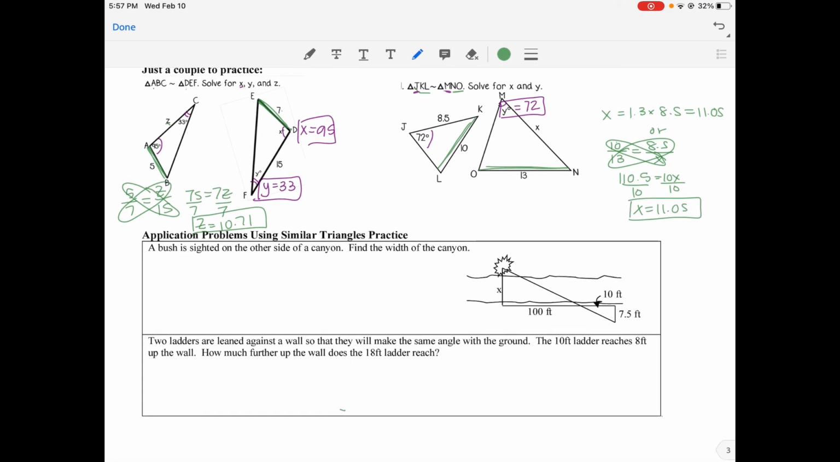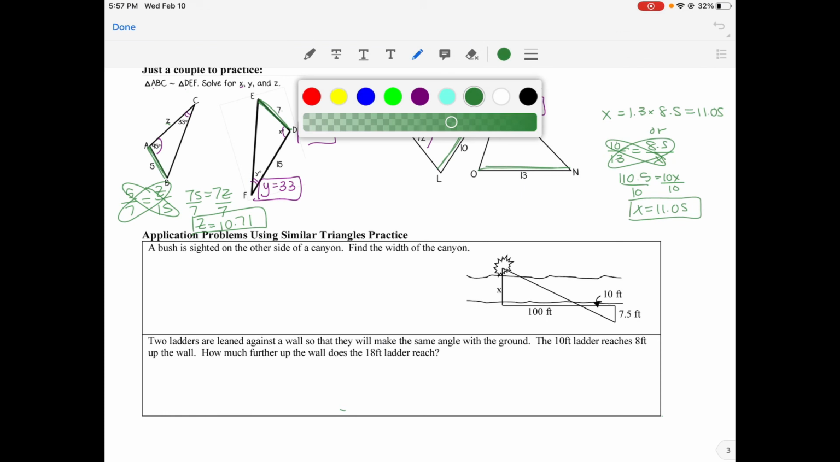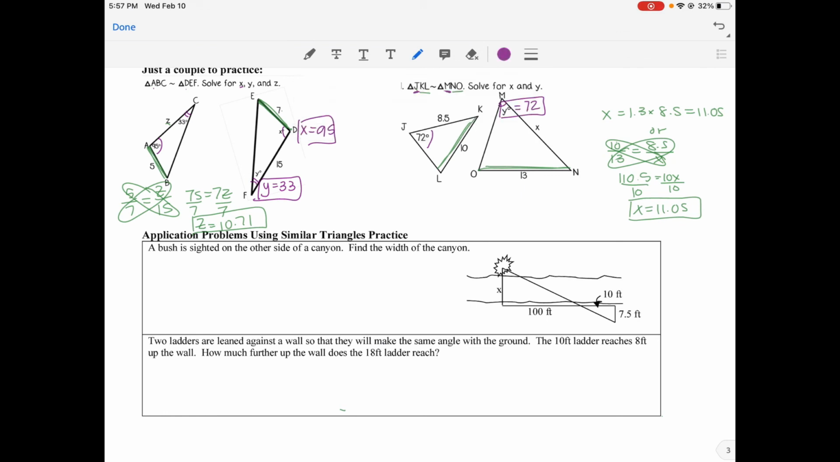Okay, two last problems here. We want to find, it says a bush set on the other side of the canyon, find the width. First of all, I'm kind of assuming a few things like, hey, you've got a right angle, and these vertical angles are congruent. So these triangles are similar.